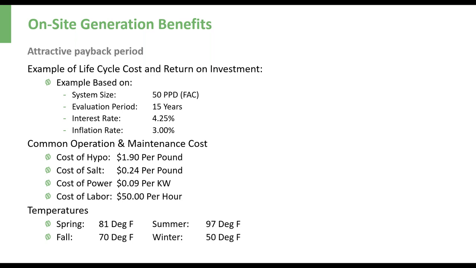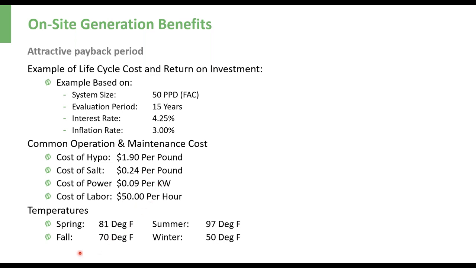In this example I'm going to be showing you right now, I'm going to be comparing a 50 pound per day system over a 15-year period compared to commercial hypo. So the commercial hypo in this example, they're getting their 12% at $1.90 per gallon equivalent. Now, what their raw material costs are: their cost of salt is 24 cents a pound, and their cost of power is 0.09 cents per kilowatt. And their labor burden rate, their internal labor cost, is 50 per hour.